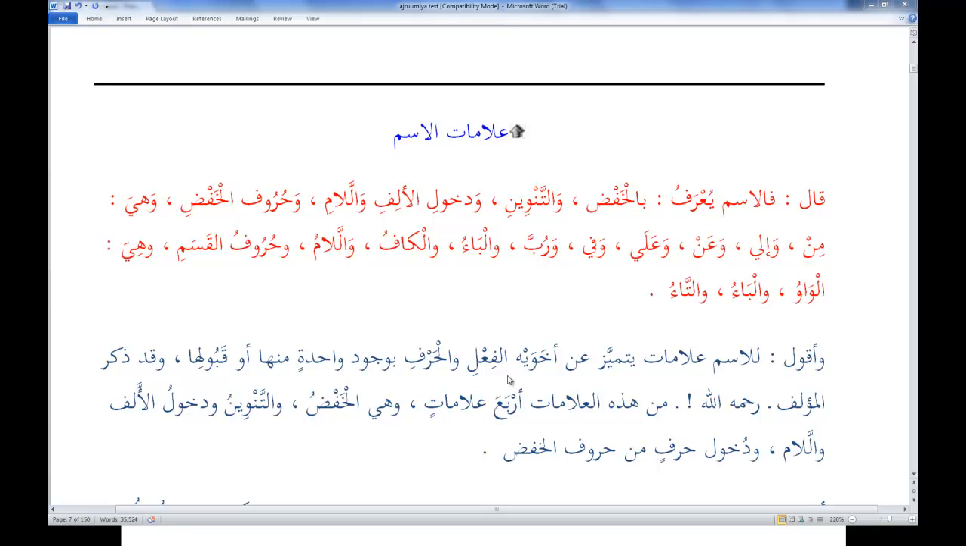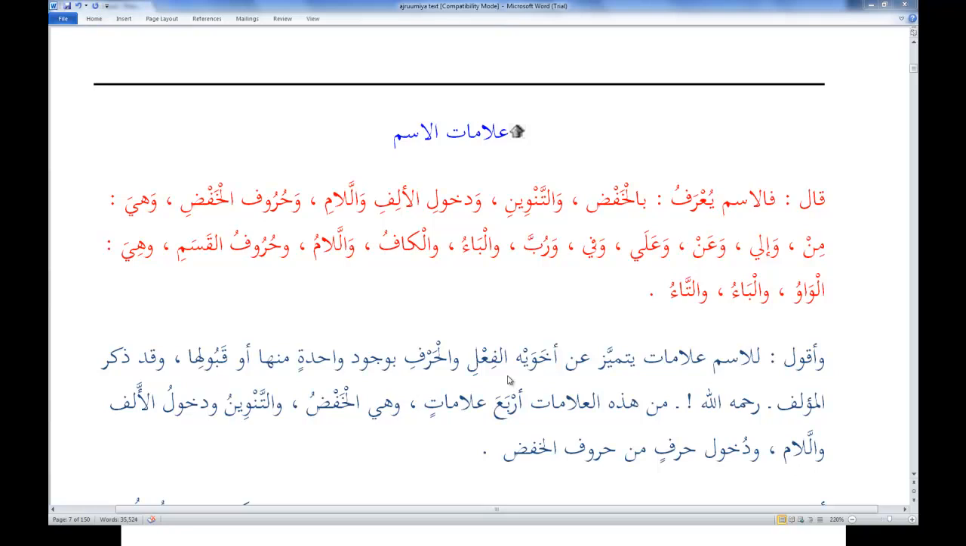Alamatul ism. Alamatul ism is the mawdu' or the subtopic for this part, inshallah, and basically means the signs and what you can use to help you recognize that a word or something that you see is actually a noun, not a verb or a harf or a letter.